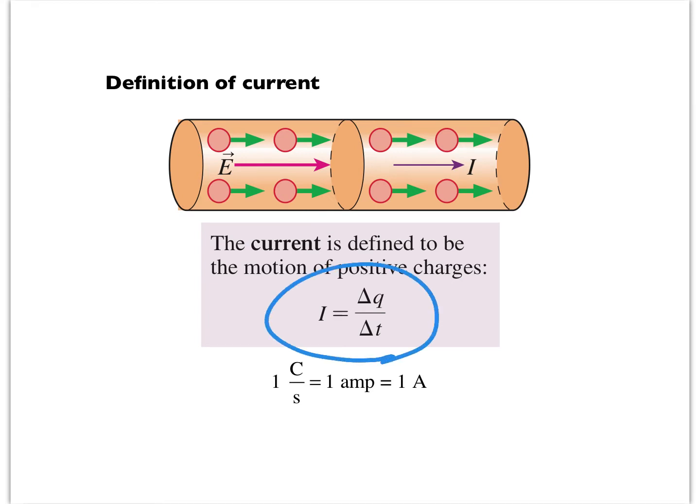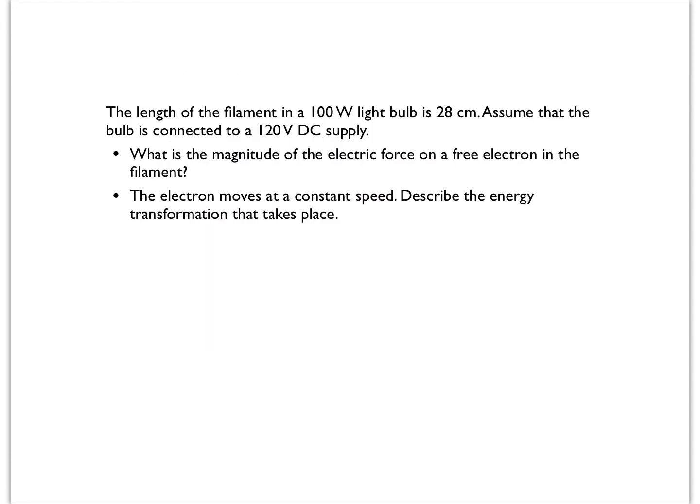And you can imagine looking at a wire, and you're just going to take one point in the wire and measure how much charge goes past that point in a time interval delta t, and the current is just equal to the charge that flows past that point divided by the time. And the unit is a coulomb per second, which is also expressed as an amp. Now let's take a look at the type of problem we're going to consider.